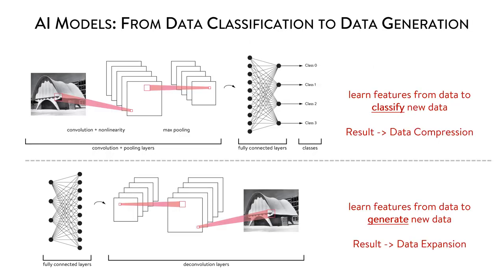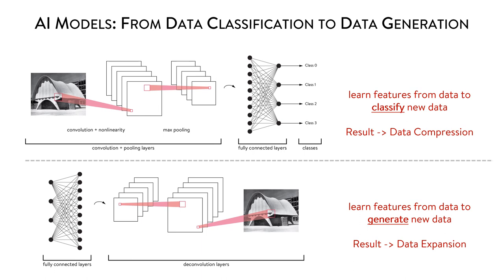Before getting into the details of the application, just a brief introduction on AI. When talking about AI, we usually refer to a specific class of models named artificial neural networks. These models can learn patterns from visual data. Depending on the model architecture, these patterns are used to perform different tasks. On the top, you can see a typical implementation which allows the model to learn patterns from input data, in this case images, to classify such data. This application results in data compression.